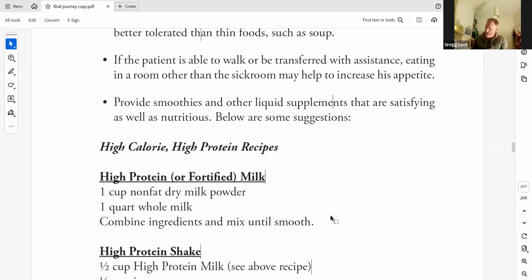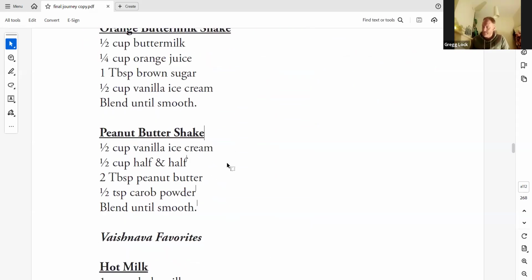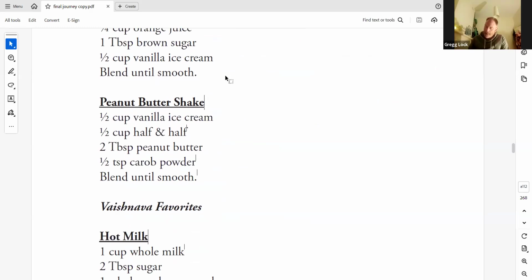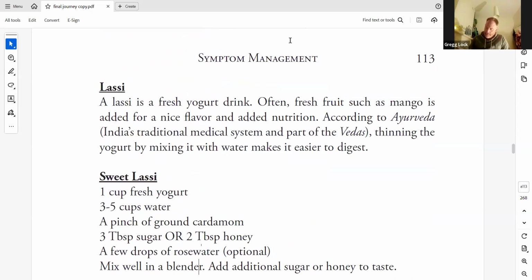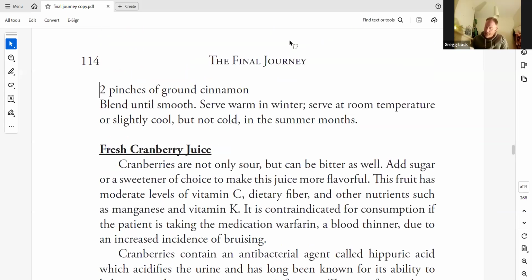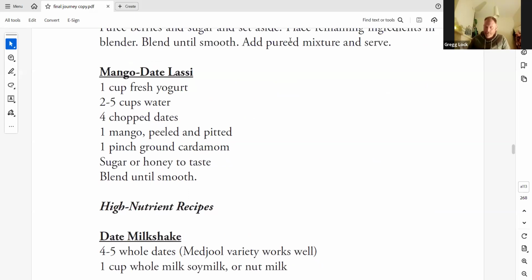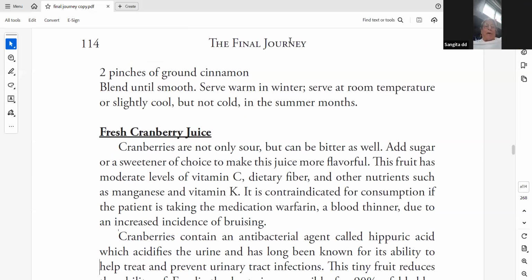High calorie, high protein recipes: high protein or fortified milk, high protein shake, high protein fruit shake, orange buttermilk shake, peanut butter shake. Vaishnav favorites: hot milk, ginger tea, lassi, sweet lassi, fruit lassi, mango date lassi. And high nutrient recipes: date milkshake, fresh cranberry juice, green smoothie.